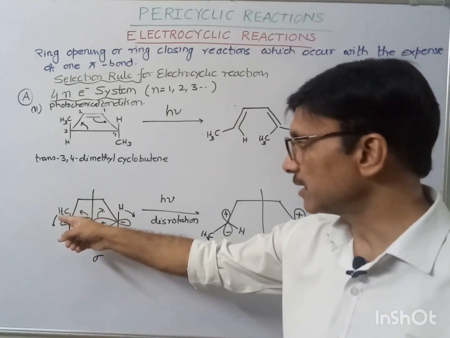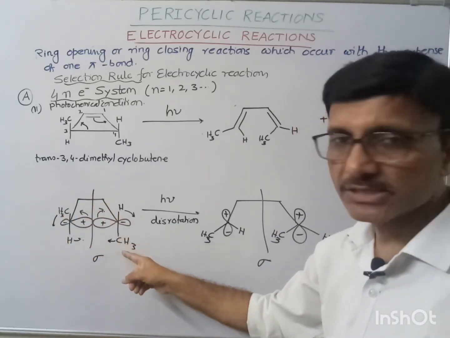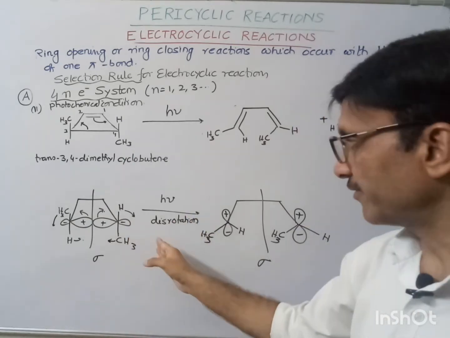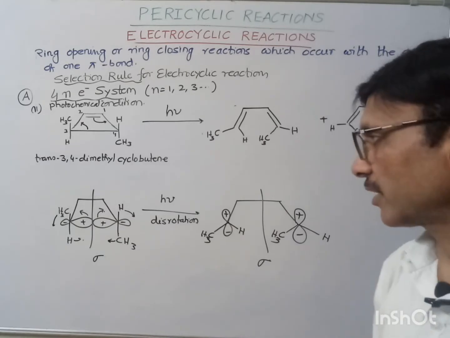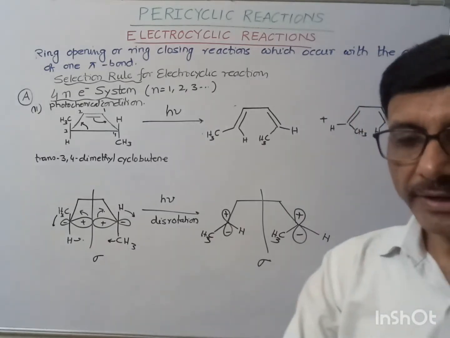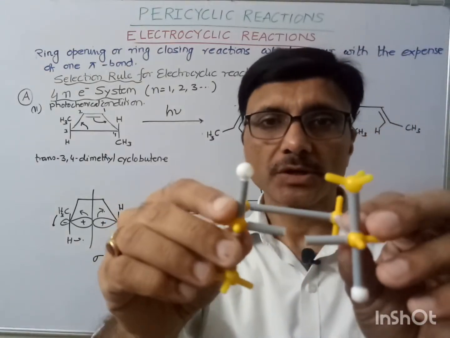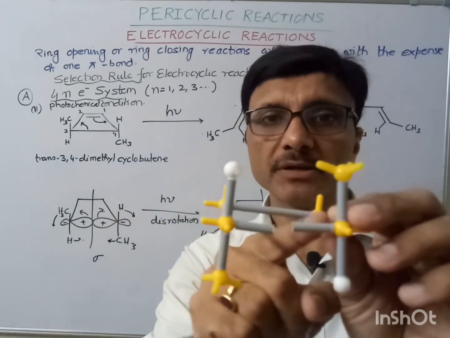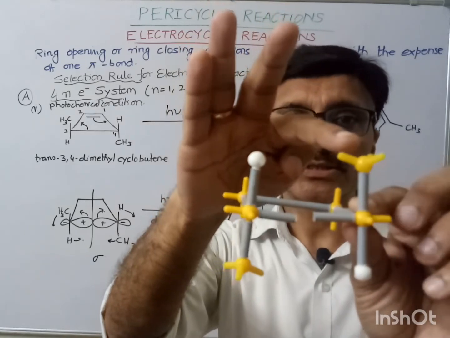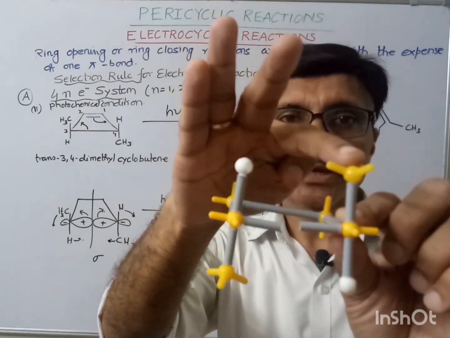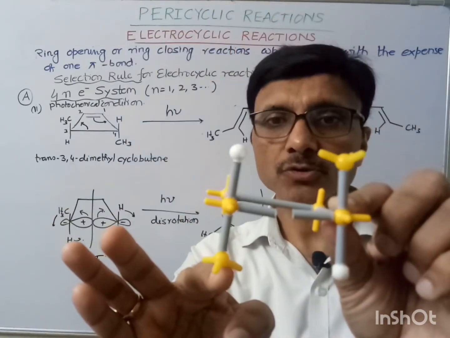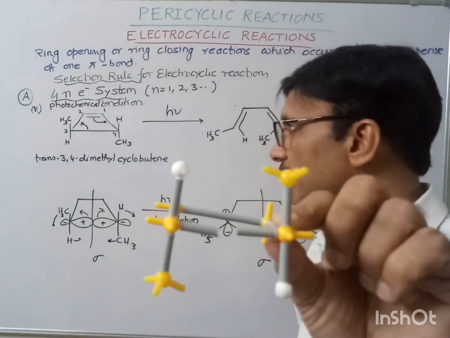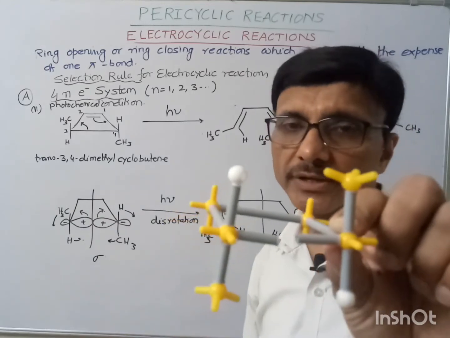Here one methyl group is above and another methyl group is below. Let me rotate in a disrotatory manner, or we can rotate in a conrotatory manner. In this model, this is the sigma bond which will break, and this is the trans position. Here the methyl group is above and here the methyl group is below. This hydrogen is above, this hydrogen is below. So this is trans 3,4-dimethylcyclobutene.